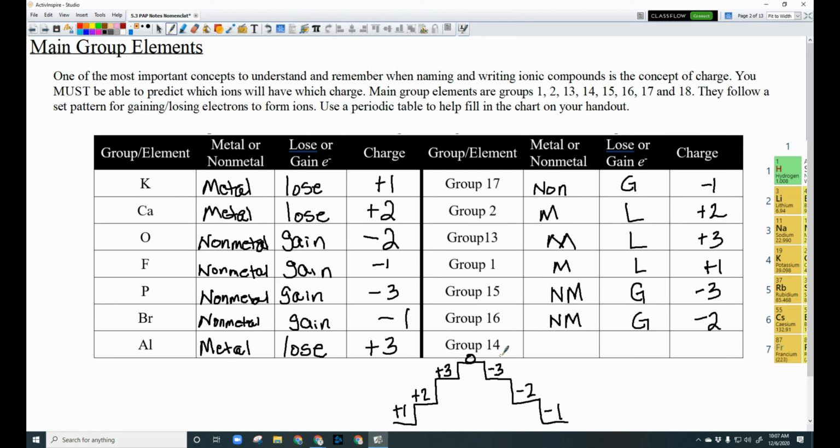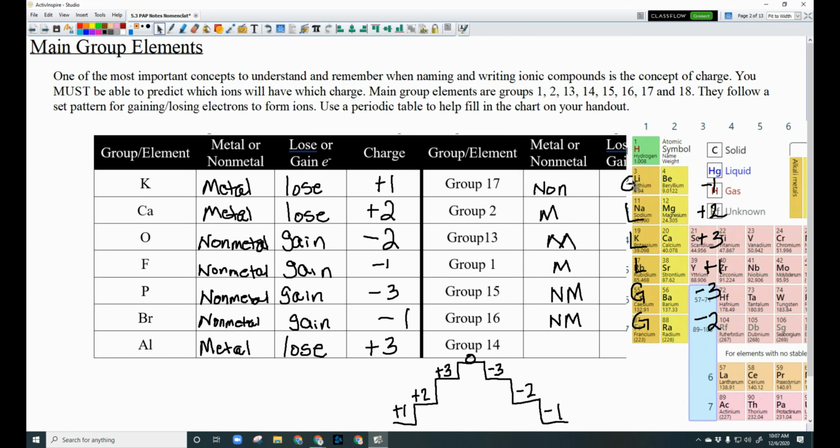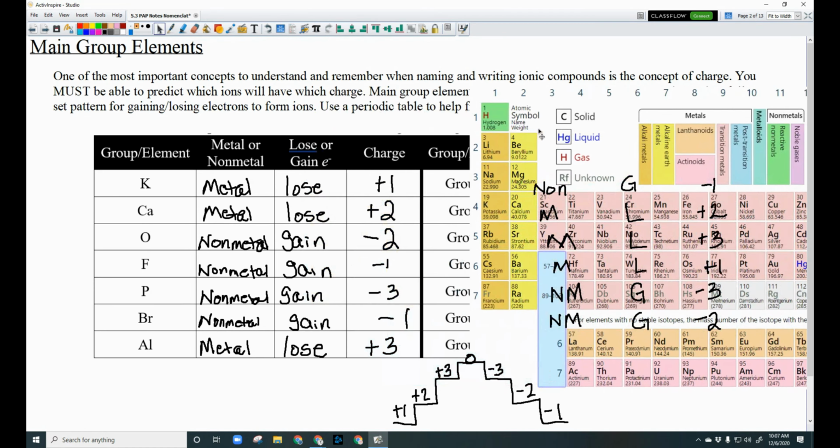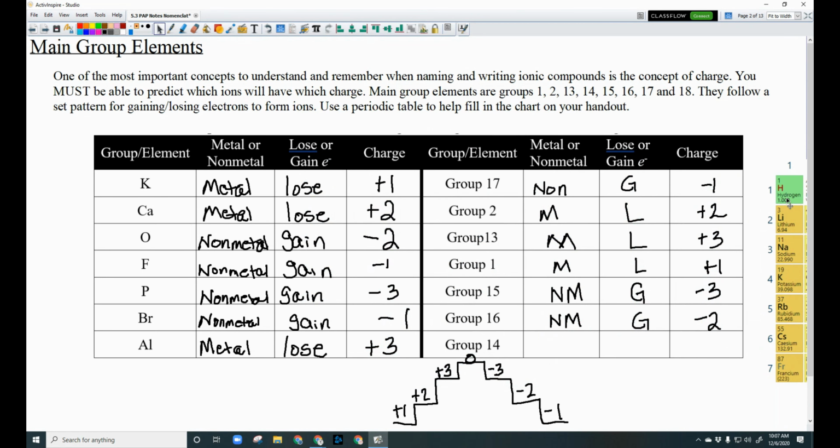Group 14, okay. Group 14, remember, that's carbon and silicon. So they're not going to do either. They're right there in the middle. They have 4 valence electrons, so it can't decide really if it's going to gain 4 or lose 4. So it doesn't do either. But they are considered to be nonmetals.